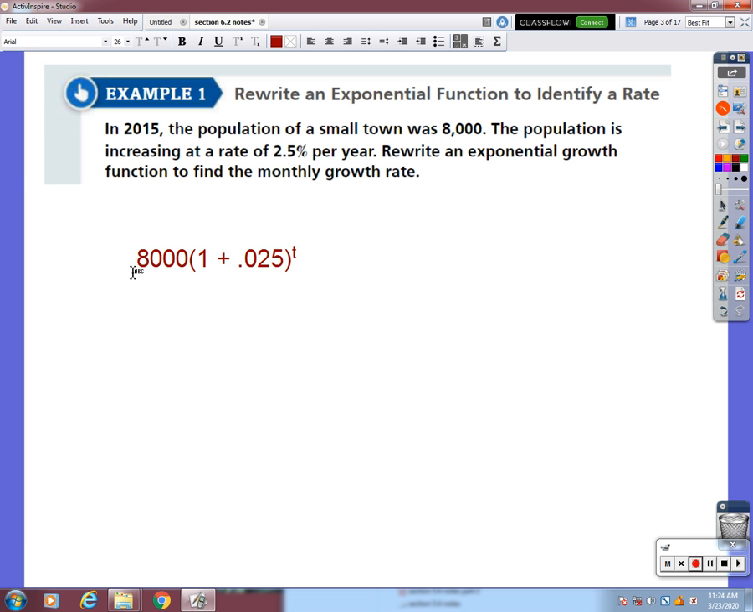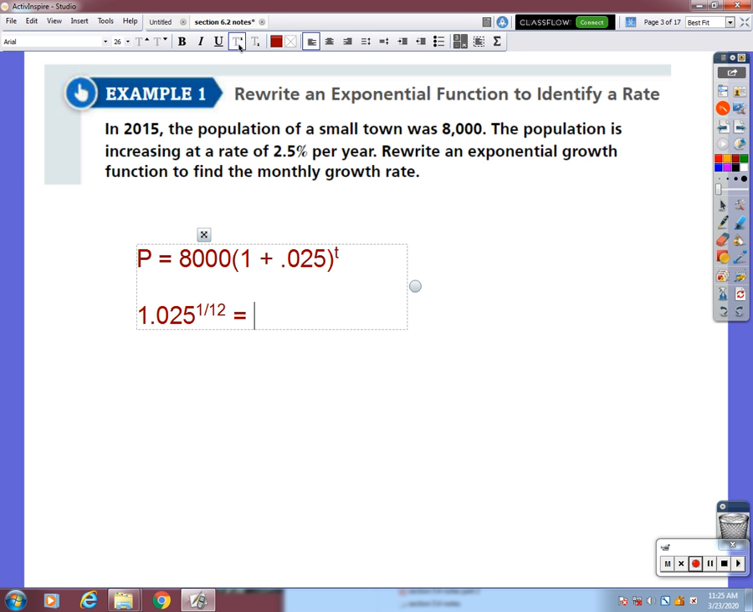This is the population equation per year. In order to change this into a monthly growth rate, I need to take the annual growth rate, 1.025, and raise that to the 1/12th power, because there are 12 months in a year.